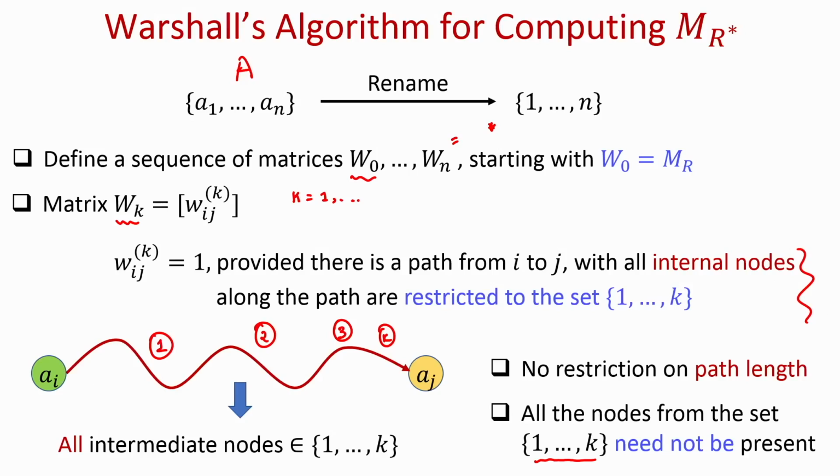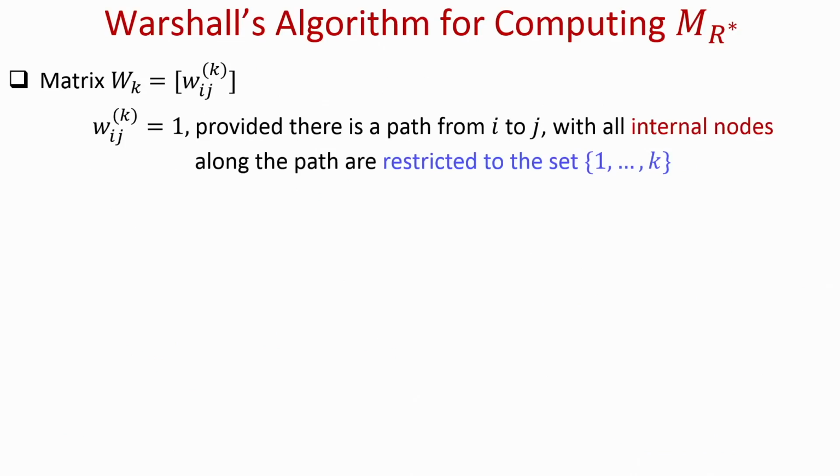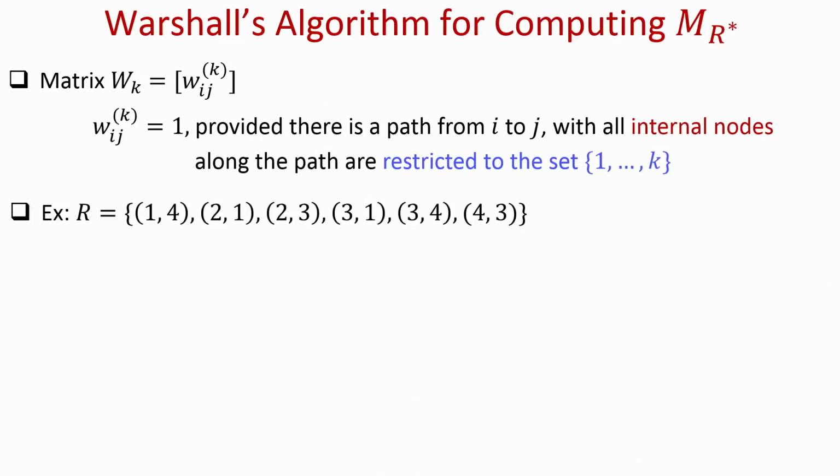Of course, there cannot be more than k intermediate nodes, because the only intermediate nodes allowed in the path you are considering in the matrix Wk are the nodes 1, 2 up to k. Okay, that is the definition of the matrix Wk.